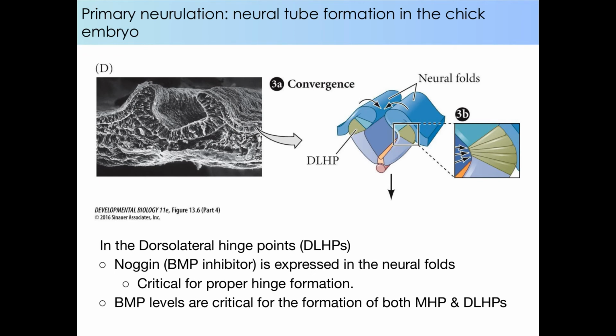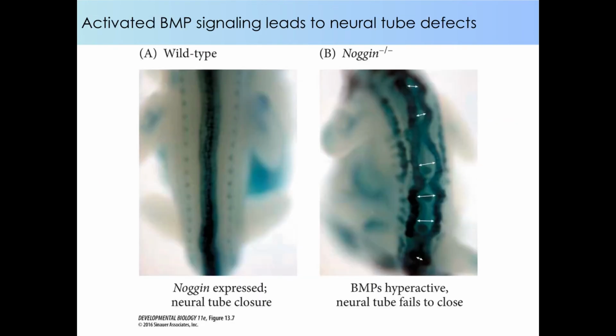The regions that surround the neural folds secrete the BMP inhibitor noggin, and noggin is also secreted temporarily, at least, by the notochord. And the presence of noggin at these locations inhibits BMP signaling, and this has been shown to be critical for the formation of proper hinge points. In fact, in mice that are noggin knockouts, as you can see here, the neural tube doesn't close properly. So that would suggest that BMP has to be inhibited in order to allow the neural tube to close.